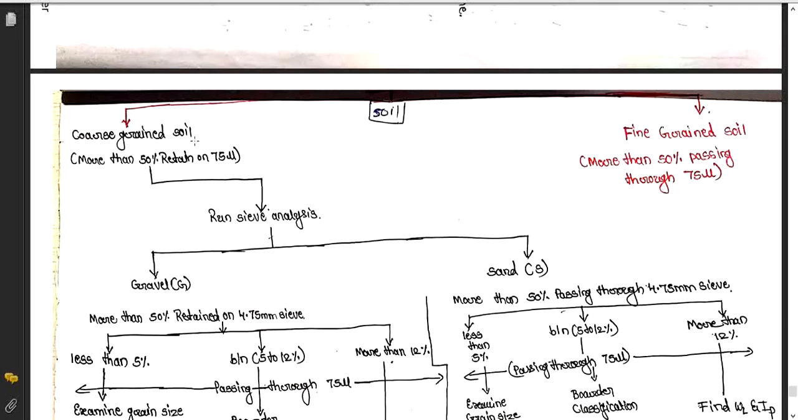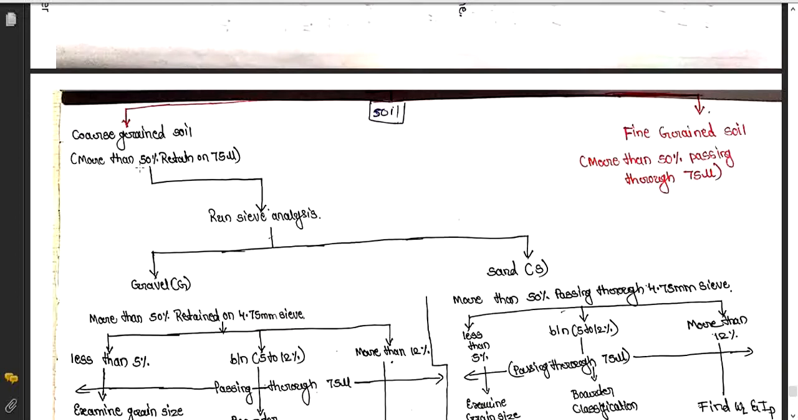The question might be arising in your minds: when is the soil called coarse grained soil? When more than 50% of the soil sample which we are having is retained on the 75 micron sieve, we are going to classify it as a coarse grained soil. Don't get confused between this coarse grained soil and a soil which is having size more than 4.75 mm. That is different and this is different. This is just for Indian Standard classification.